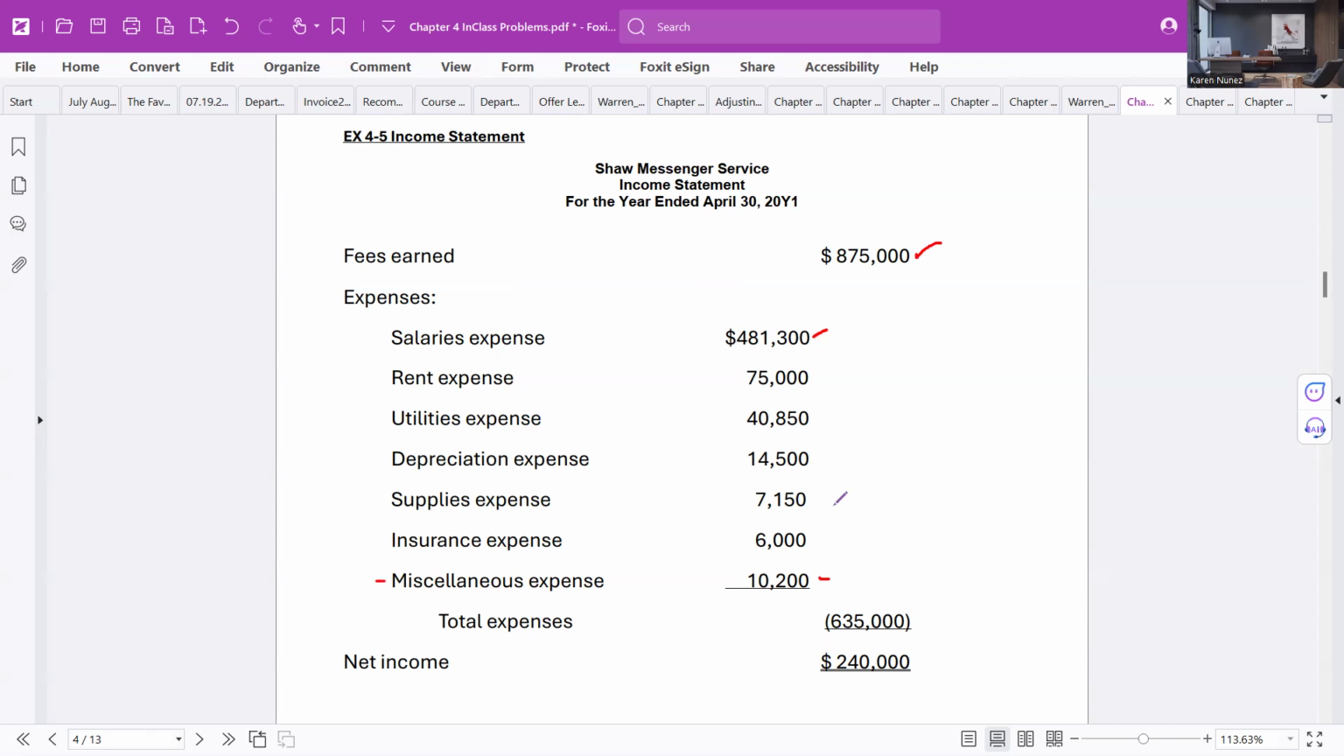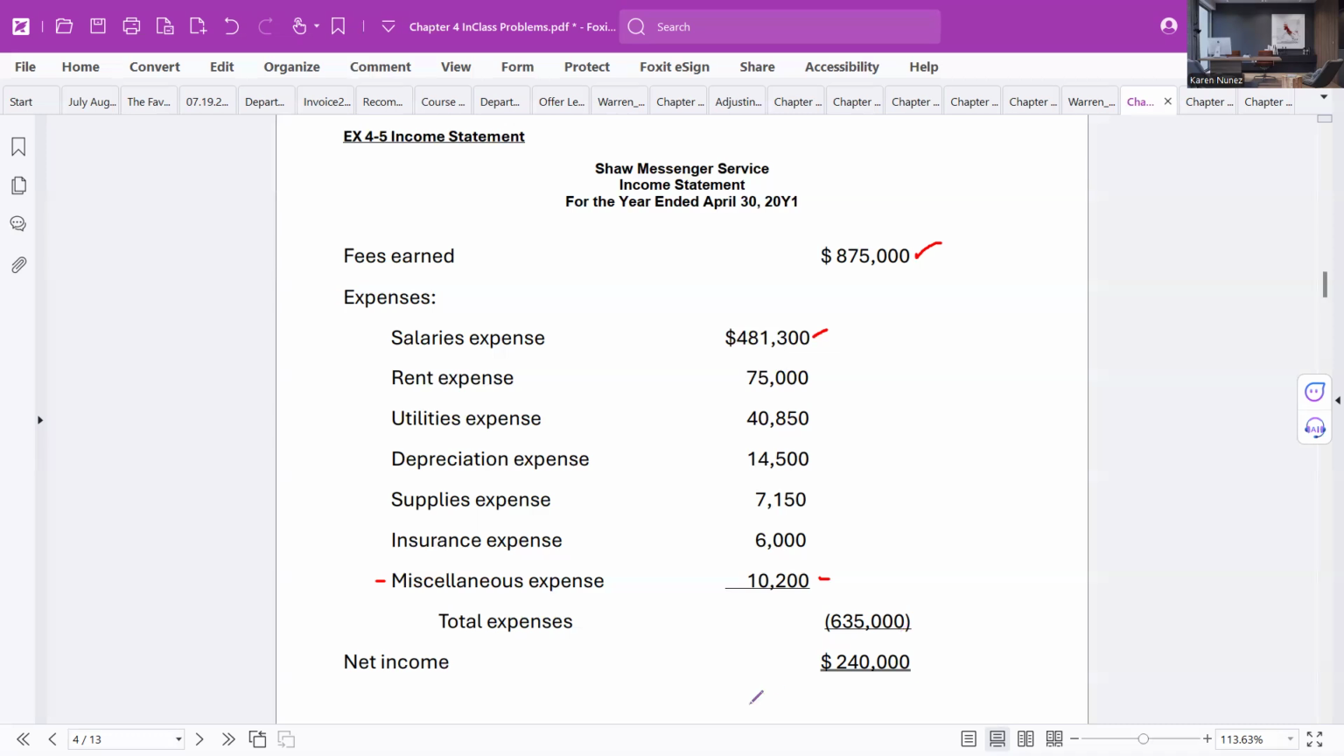Okay. So we've got fees earned of 875. All of these expenses add to 635. Revenue minus expenses gives us income. So again, whenever the revenue is greater than the expenses, we've got income. That's all the income statement is. This is a very simple income statement. It's called a single step income statement. There's just one step to determine income: subtract the expenses from the revenue.